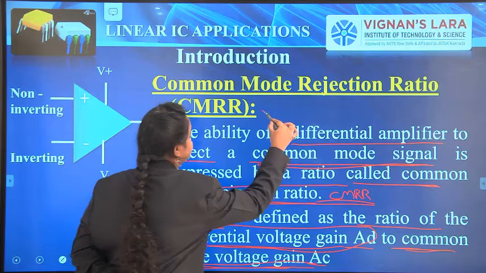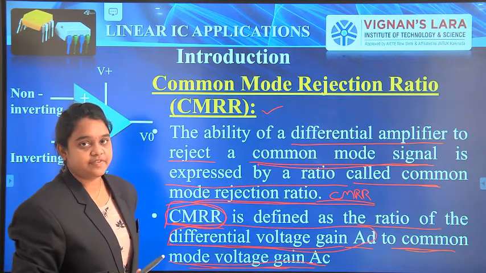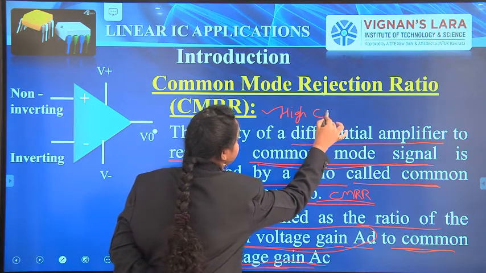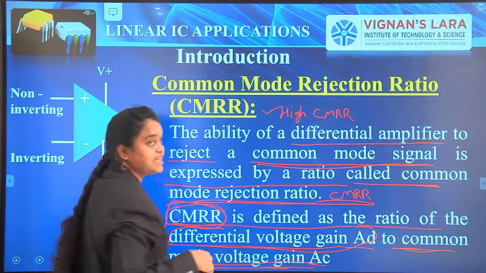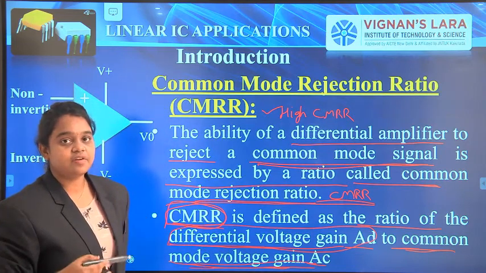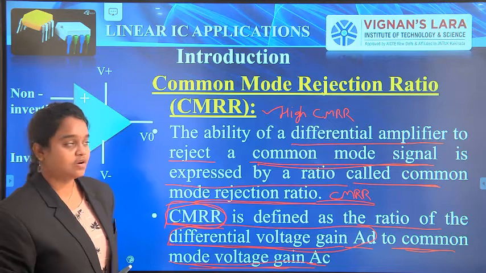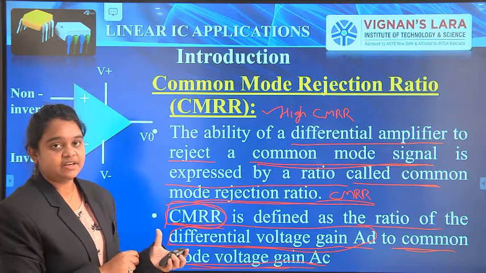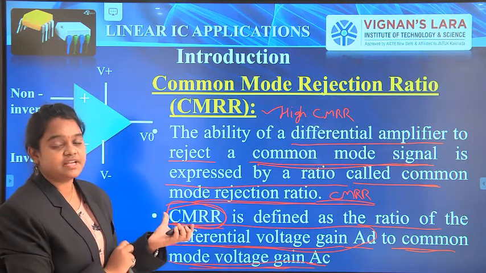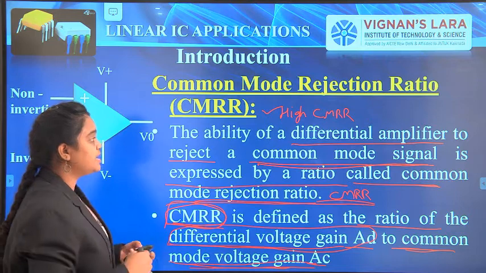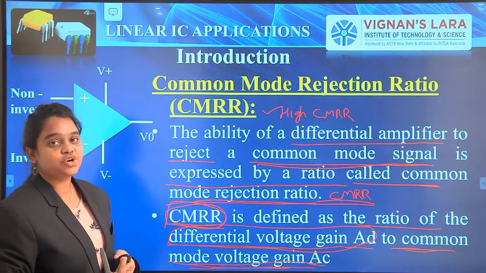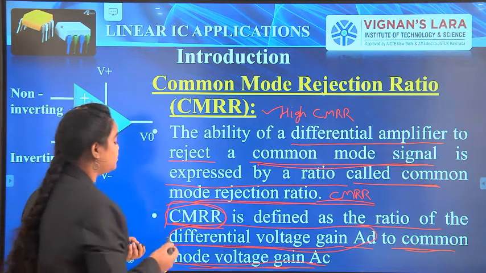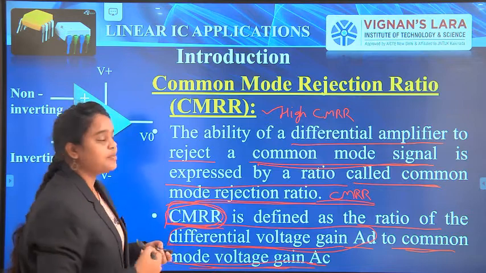What is meant by CMRR? It is one of the features of a differential amplifier. If the CMRR value is high, then it is a good differential amplifier for designing an operational amplifier block. So based upon the value of the CMR ratio, we choose that particular differential amplifier for designing an operational amplifier. It is the ratio between differential voltage gain and common mode voltage gain, also called the common mode rejection ratio.